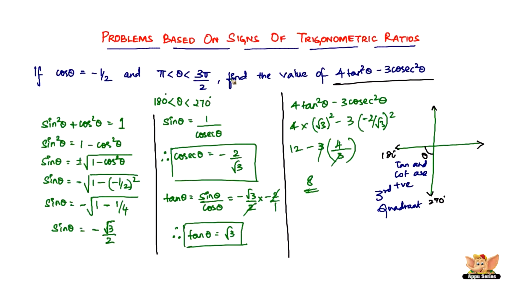Because tan theta is nothing but sine by cos, and cosecant is the inverse of sine. But to find sine, you've got the data here, which is cos theta. Through this identity you can find that. So you first find the value of sine theta, and then from there you can find cosecant theta and tan theta, and eventually get the answer for this expression. So that's how these problems are solved. That ends this problem as well as this video. Let's solve more problems based on signs of trigonometric ratios in the forthcoming videos.